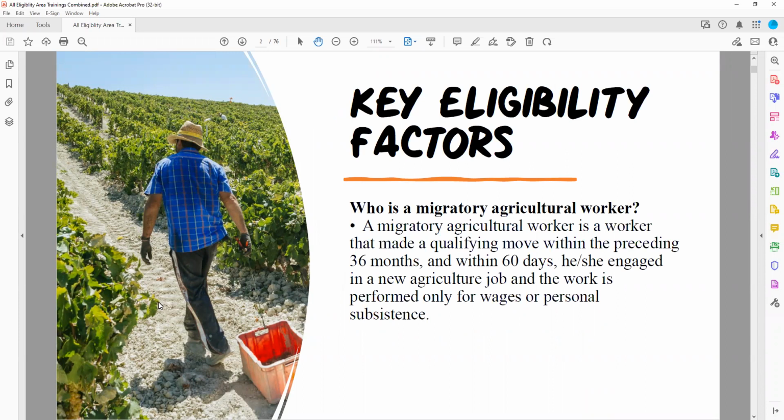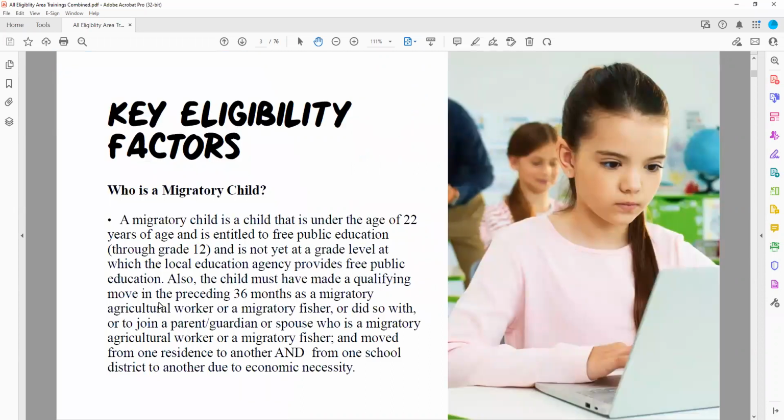A migratory agricultural worker is a worker that made a qualifying move within the last 36 months, and within 60 days of that move, he or she was able to get a new job in agriculture, and the work had to be performed for wages or personal subsistence. So they have to basically move in the last 36 months and get a job in agriculture within 60 days of that move. So that's one of the very first key eligibility factors.